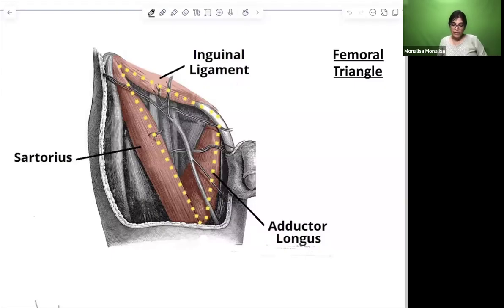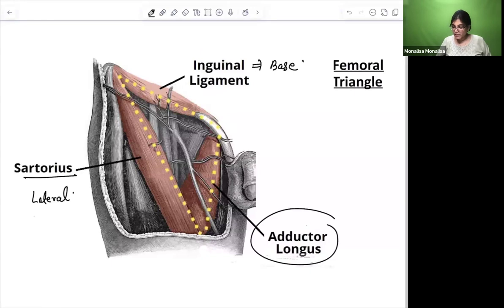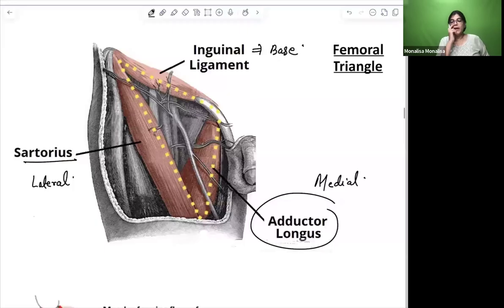Okay, very good. So femoral triangle boundaries. So you can see the boundary. The inguinal ligament is forming the base. Sartorius muscle is forming the lateral boundary and adductor longus is forming the medial boundary. This triangular dotted area is the femoral triangle, a depressed area in the upper part of the thigh anteriorly.